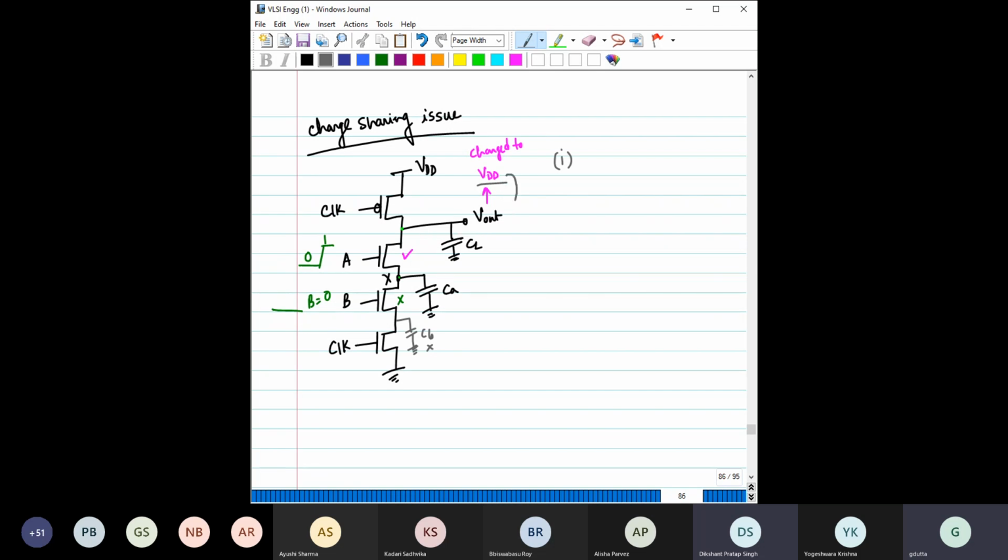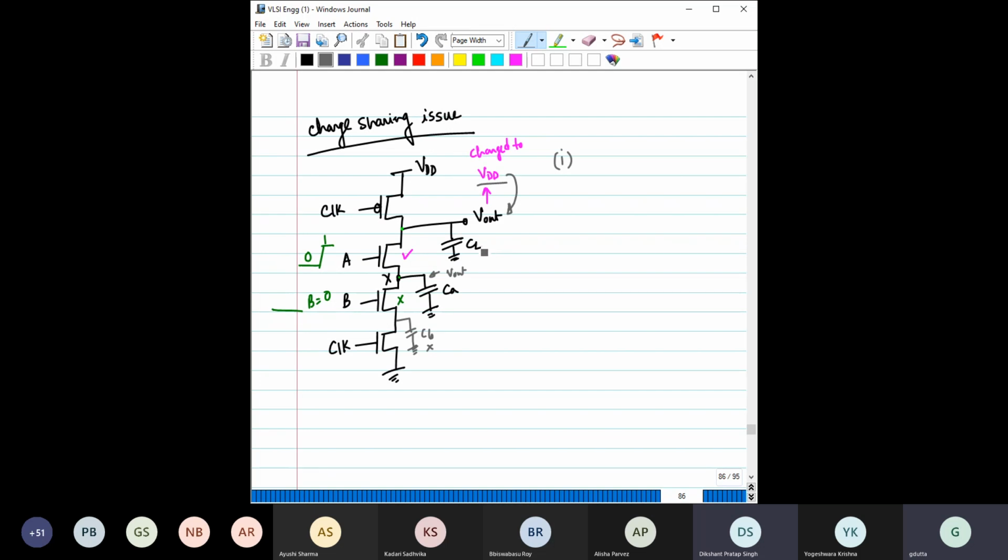Say the final voltage after discharging is V out. As you know, this transistor is still on, so these two potentials have to be the same. So here also the potential would be equal to V out. If you have understood this, then we can apply charge conservation, because the amount of charge initially and the amount of charge after this distribution is going to be the same.